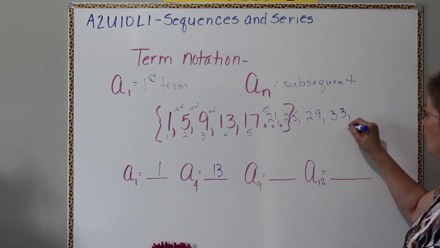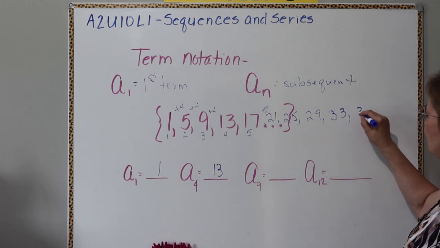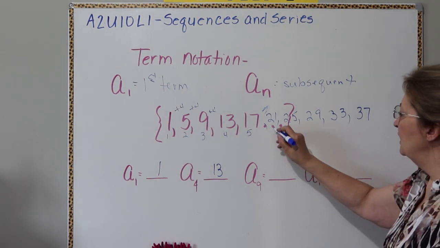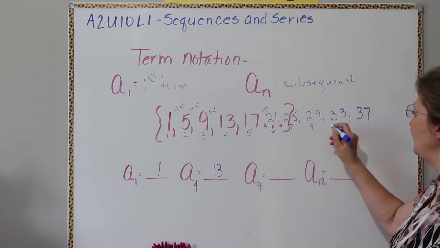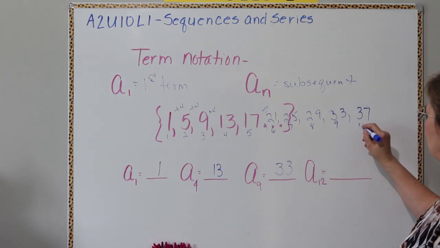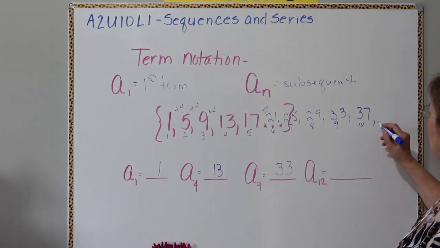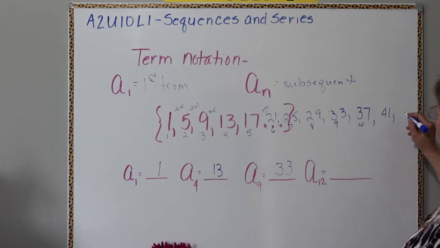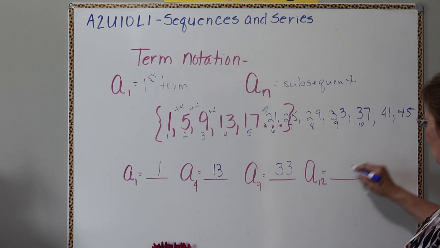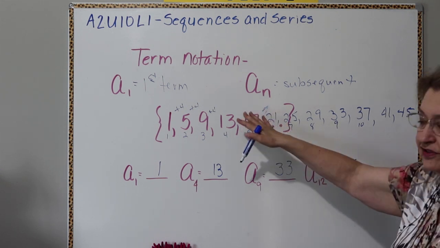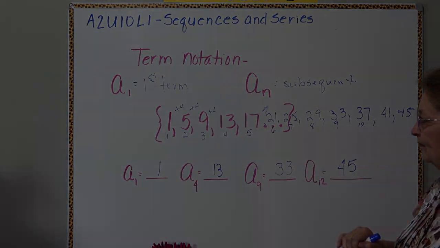And 33. And 33 plus 4 is 37. So let's see what term we need. Number 9. Here's 6, 7, 8, 9 is 33. This is 10. So I need 11, 41, and 45. So our 12th term is 45. And this is your term notation, okay?